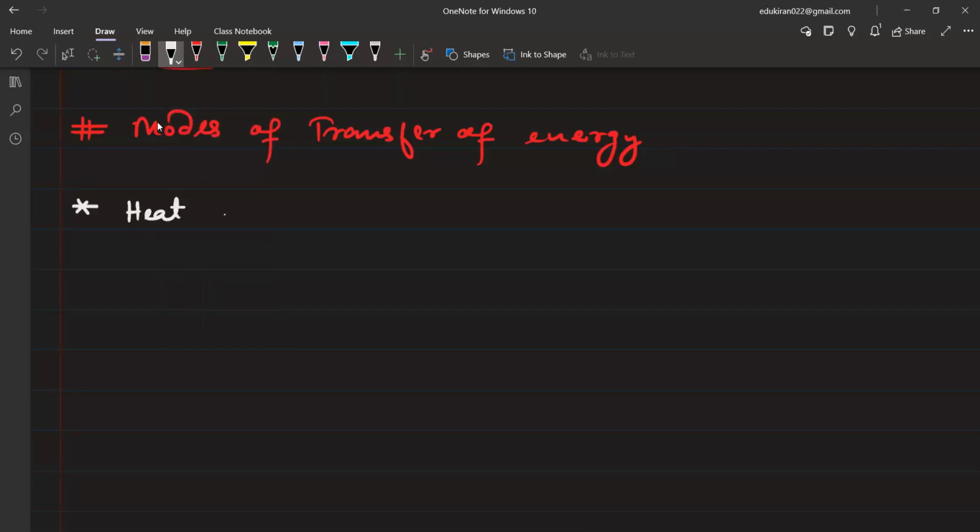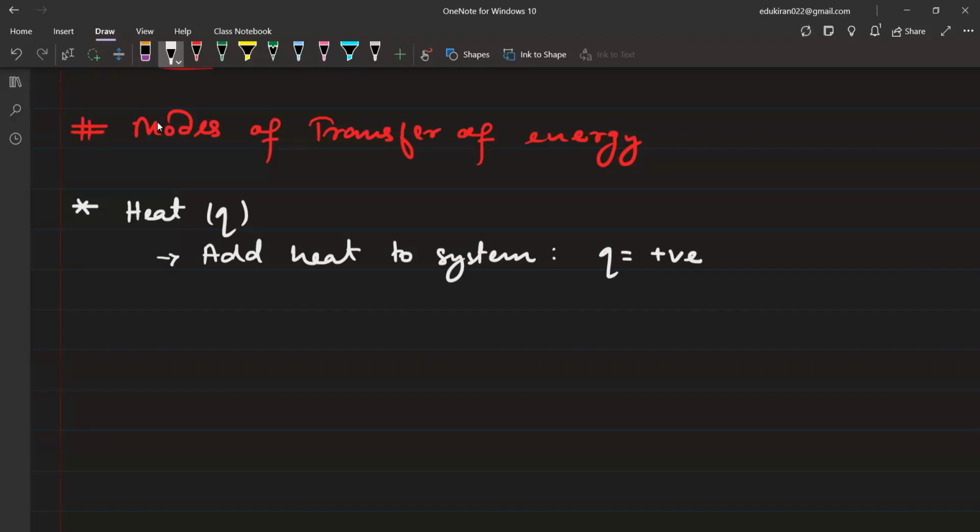So first one is heat, which is represented by Q. Now please add heat to system. Then what will happen? Then we say Q is equal to positive. What is happening here? Here the heat is going from surrounding to the system. The mode of transfer is from surrounding to system. So heat is added to the system. So Q is positive.